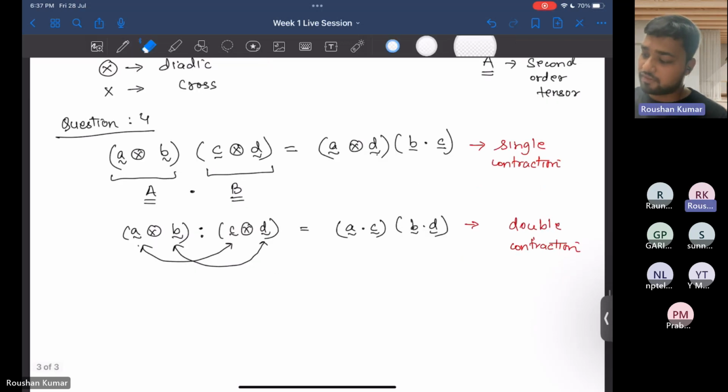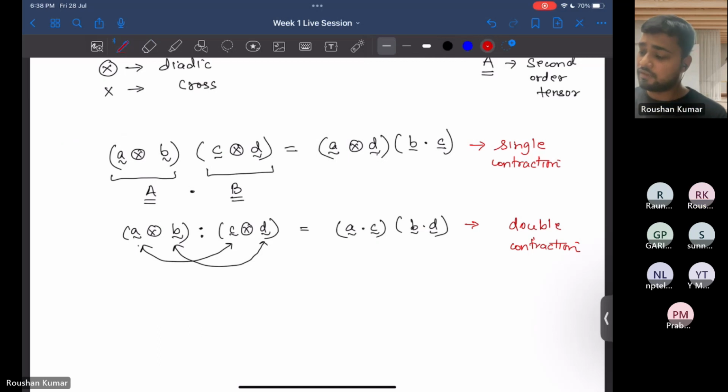So based on this formula, I want to solve one question. So this is question number 4 basically.